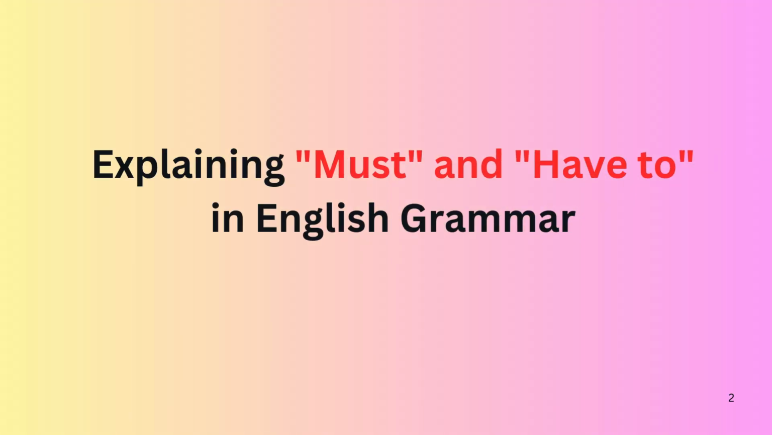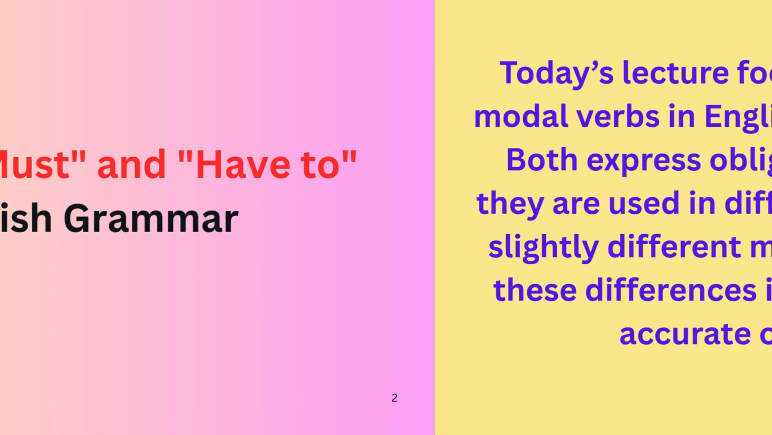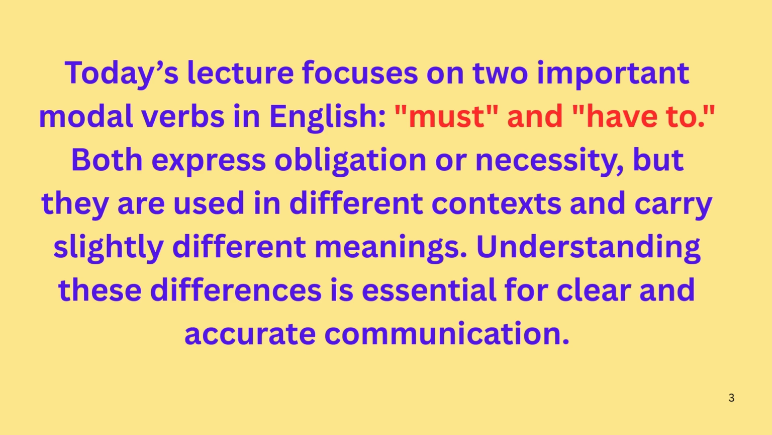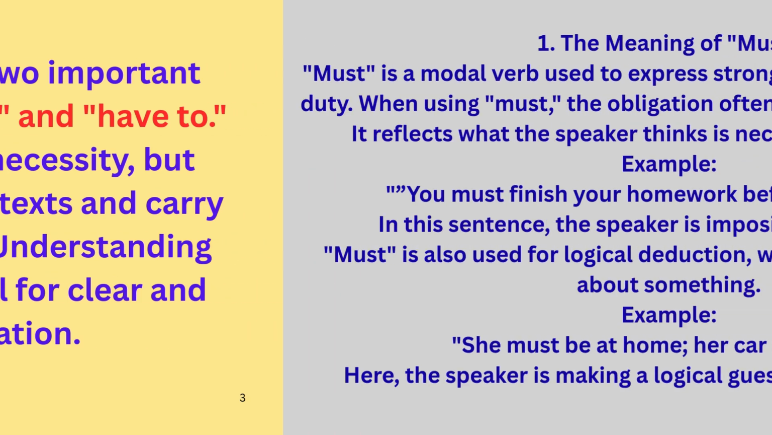Explaining must and have to in English grammar. Today's lecture focuses on two important modal verbs in English, must and have to. Both express obligation and necessity, but they are used in different contexts and carry slightly different meanings. Understanding these differences is essential for clear and accurate communication.